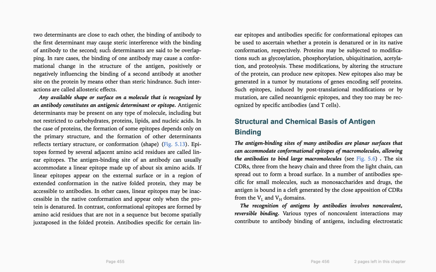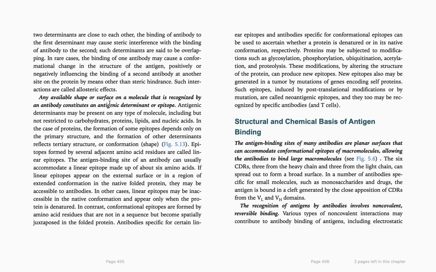When two determinants are close to each other, the binding of antibody to the first determinant may cause steric interference with binding of antibody to the second. Such determinants are said to be overlapping. In rare cases, the binding of one antibody may cause a conformational change in the structure of the antigen, positively or negatively influencing the binding of a second antibody at another site on the protein by means other than steric hindrance. Such interactions are called the allosteric effect.